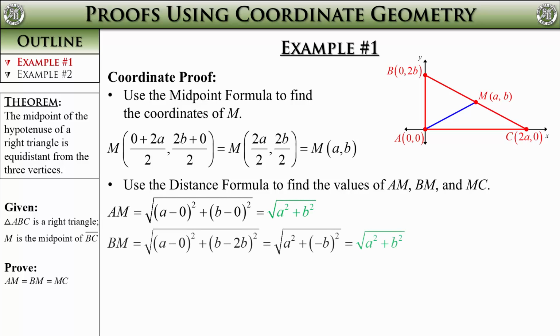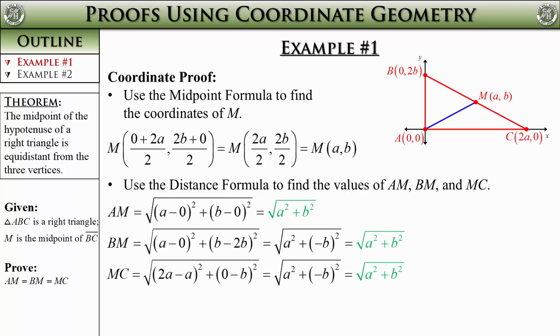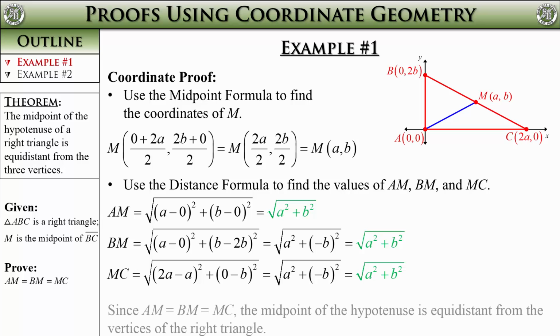You can pause if you like so you can make sure you understand how I got those, but they are just simple distance formula calculations with the points from the picture plugged in. I have highlighted the conclusions to showcase that all three formulas result in the same thing. This is what we needed to show so that we have reached our prove line, and thus the theorem is true.